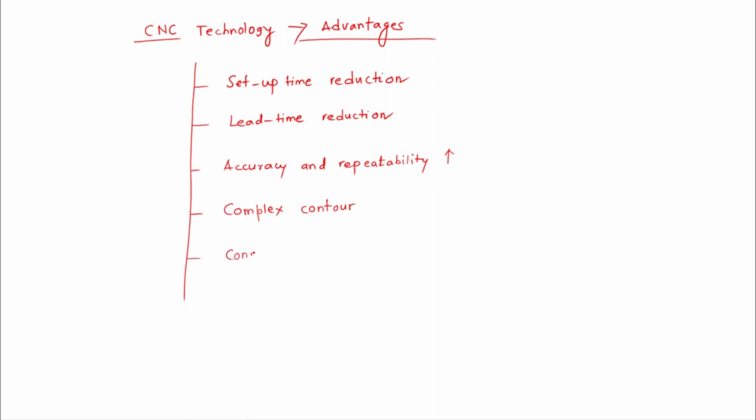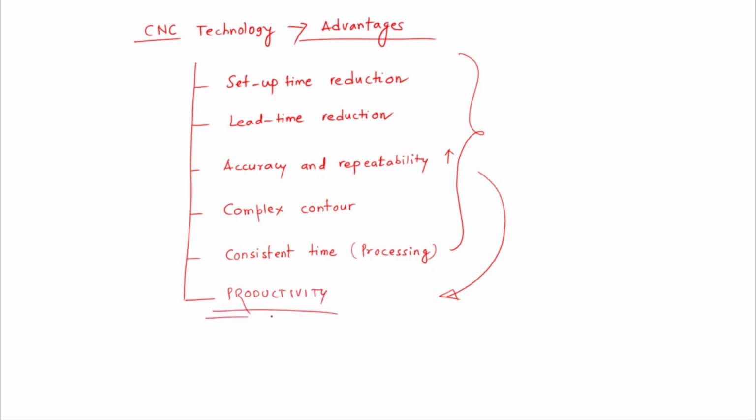We can have the consistent cutting time, as the entire process of manufacturing is automated. The processing or the cutting time is consistent. So it is easy for us to monitor, to have the record of the processing time. So in general, all these factors are contributing to improve the productivity. The productivity will improve with the utilization of the computer numerical control systems.